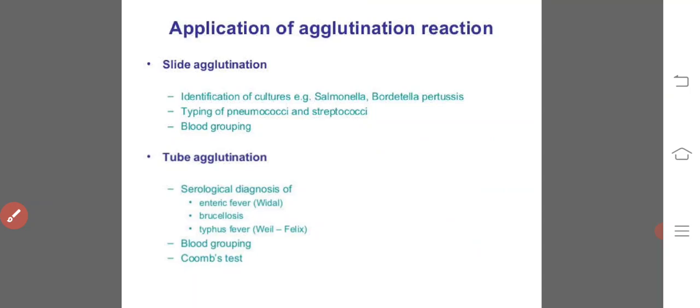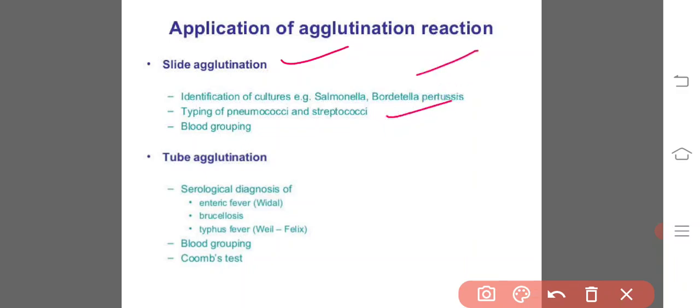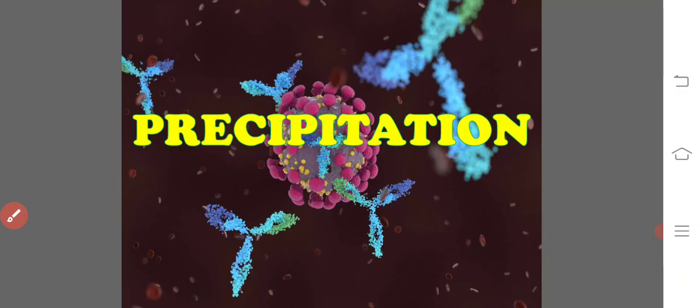And where do we use all these agglutination reactions? Slide agglutination is used for identification of cultures like Salmonella and Bordetella pertussis, typing of pneumococci and streptococci, and blood grouping. Tube agglutination is used generally in the serological diagnosis of enteric fever, brucellosis, and typhus fever, which is tested by the Weil-Felix test, as well as blood grouping and the Coombs test. These are the common agglutination reactions.